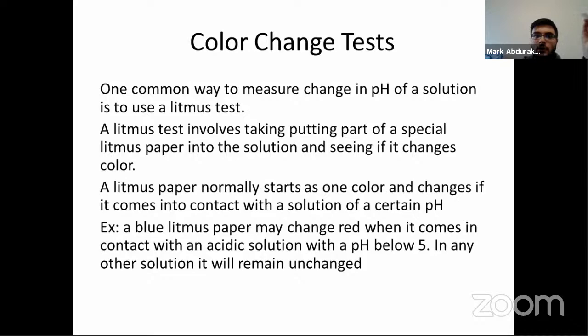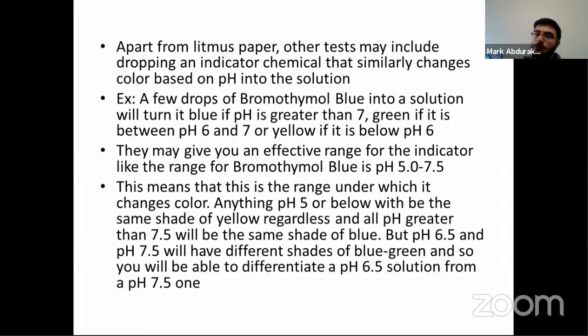A more exact way is using another color changing test, using an indicator chemical, okay? Indicator chemicals are usually liquids, and you take a couple of drops of the indicator and, using a dropper, you just drop them into the solution. For example, bromothymol blue is normally blue in its base form, in its normal packaging. If you drop it into a solution that's greater than pH 7, the whole solution will turn blue because it's like a dye. If it's between pH 6 and 7, it'll actually turn green instead of blue. And if it's below pH 6, the whole solution will turn yellow instead of blue or green, right?